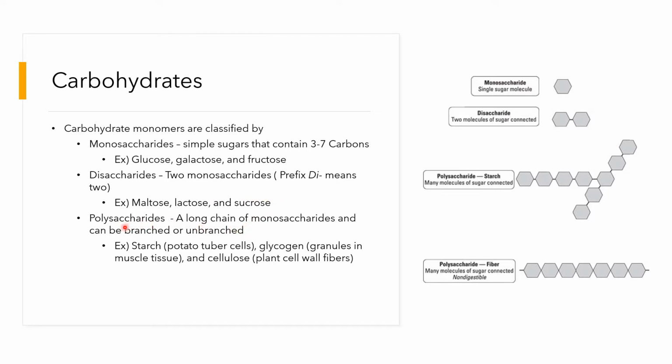And then you have your polysaccharides, which we learned from the last slide that poly means many. So it's a long chain of monosaccharides, which can be branched and unbranched. And for example, that's going to be your starches, glycogen, and cellulose. So these are going to be your really big carbohydrate chains. And this is going to be what a starch looks like. So when it says branched, that's what it means. And then unbranched are like fibers, which is this.